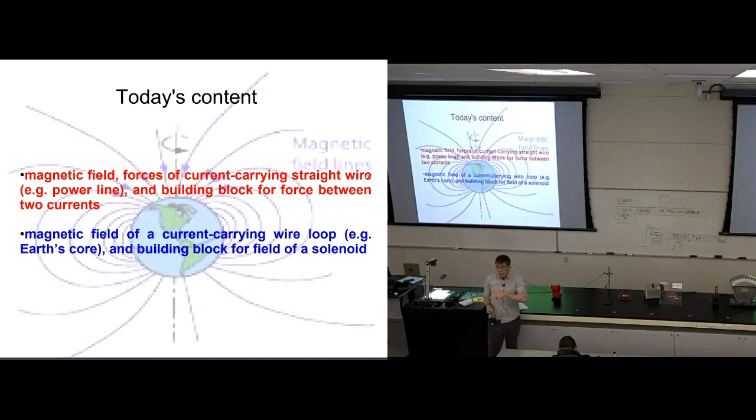Then we also told the story of the circular motion of a square current loop in a magnetic field. We examined the forces and the torques on that current loop. We discovered that if you put a current loop in a magnetic field, it executes circular rotational motion. That's the basis of an electrical motor.